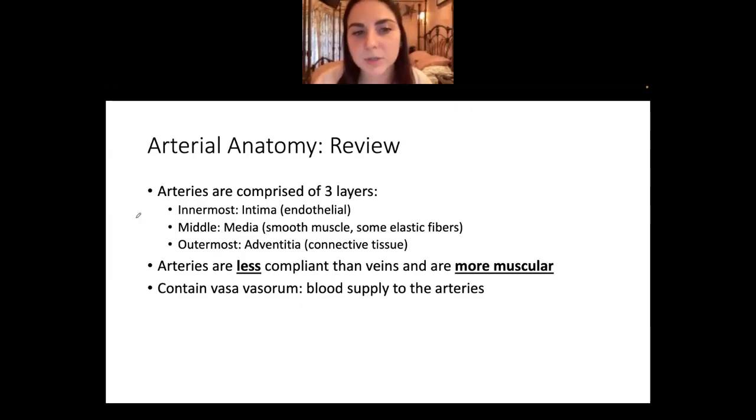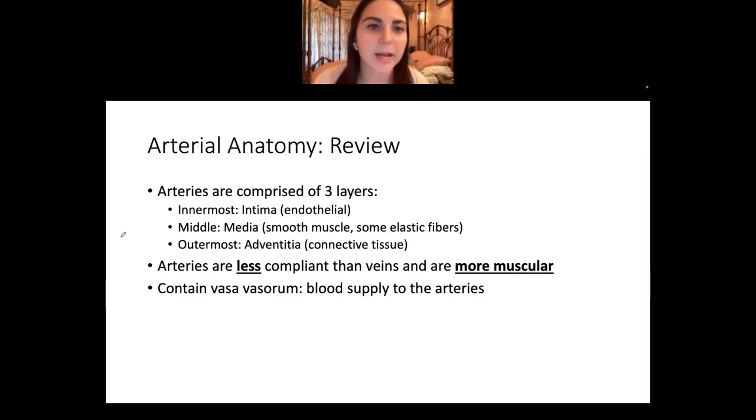Sometimes you'll see externa for this. Adventitia is technically more correct, but if you see externa, that's the same thing they're talking about. And don't forget, arteries are less compliant than veins, and they're more muscular. I only mention that because on my exam second year, they showed a picture and asked, is this an artery or a vein? So we'll go through that a little bit.